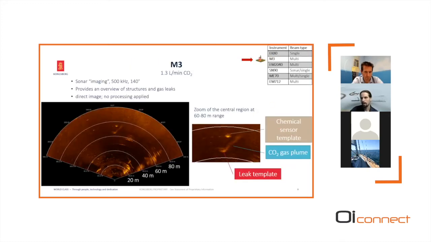Next in line on the lander, we have the M3, as mentioned. It is a 500 kilohertz, 140 degree opening angle imaging sonar, and it provides you a very good overview of the structure and the gas leak. What we see here is a direct image, so no post-processing is applied. Here to the right, we have zoomed into this section, and what we see is the leak template with a gas plume and the chemical sensor template behind it. So it provides you a good overview of the environment.